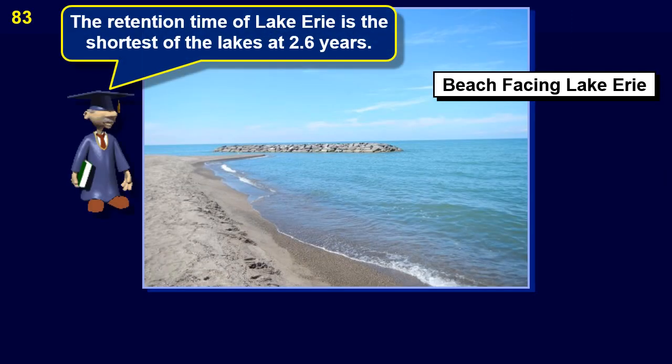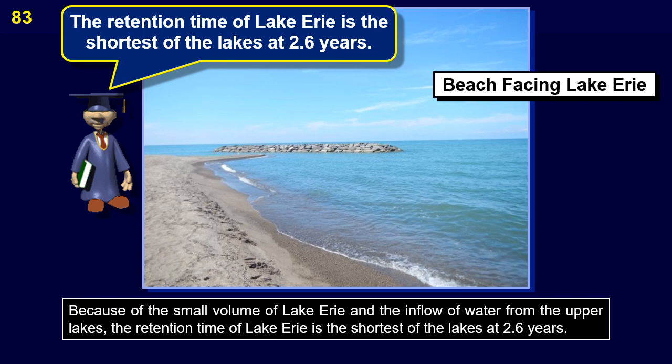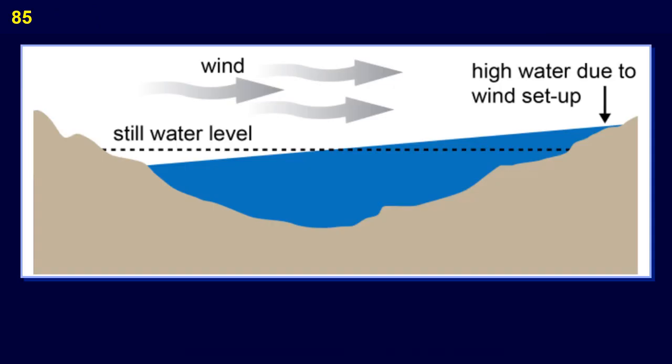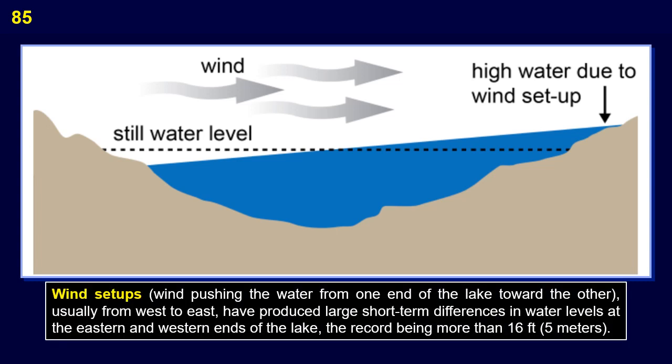Because of the small volume of Lake Erie and the inflow of water from the upper lakes, the retention time of Lake Erie is the shortest of the lakes at 2.6 years. Lake Erie is the shallowest of the Great Lakes and is especially vulnerable to fluctuating water levels. Wind setups, wind pushing the water from one end of the lake toward the other, usually from west to east, have produced large short-term differences in water levels at the eastern and western ends of the lake, the record being more than 16 feet, 5 meters.